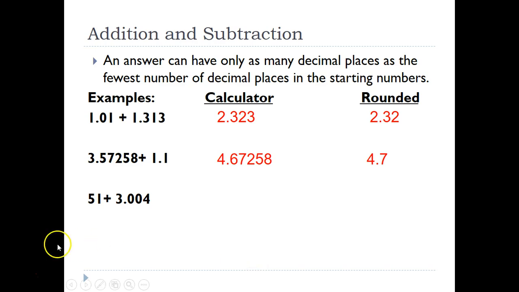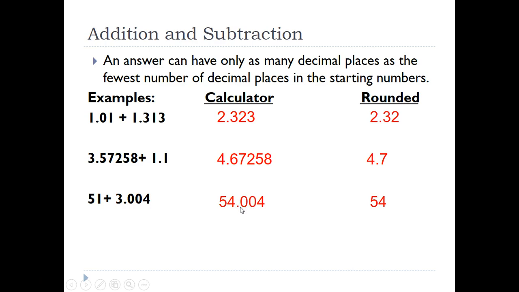Take a moment and pause the video and work out the last example all on your own. Okay, so when we do the math, the calculator is going to tell us the answer is 54.004. In 51, there are 0 decimal places, and in 3.004, there are 3. So we're going to have to round our answer to 0 decimal places, so this number will become 54.